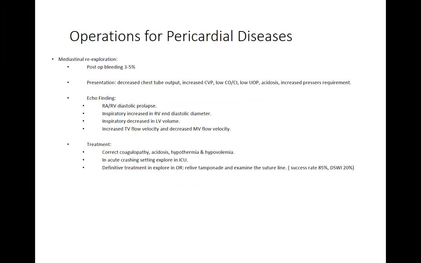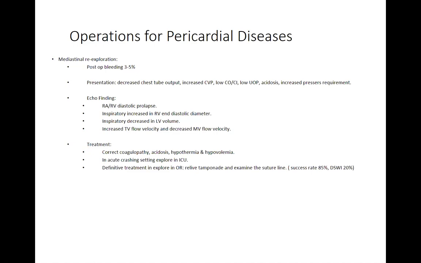Echo findings usually show RV and RA diastolic collapse. With inspiration, there will be an increase in the RV diastolic diameter. Inspiration will decrease the LV volume. This is very important because they might ask you in the exam, give me the echocardiographic criteria for the tamponade. So you have to mention these 4 points: RA and RV diastolic collapse, inspiratory increase in RV diastolic diameter, inspiratory decrease in LV volume, increase in tricuspid valve flow velocity, and decrease in mitral flow velocity.